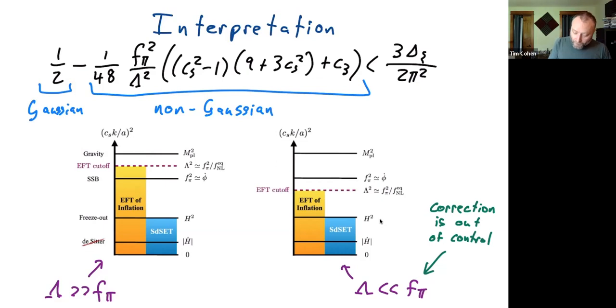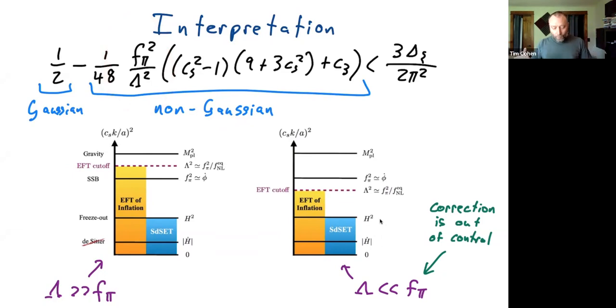But we have this other regime where we take the new physics scale to be below the pion decay constant. And in this case, the claim is that the corrections are out of control because we find that the corrections are proportional to this ratio of scales.